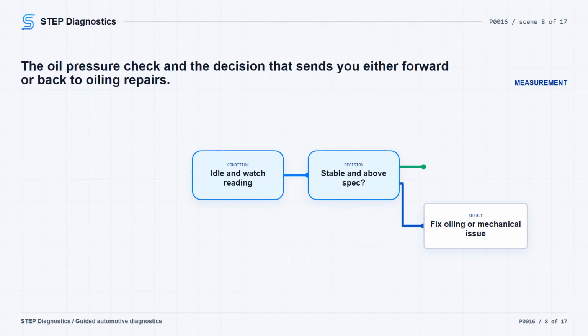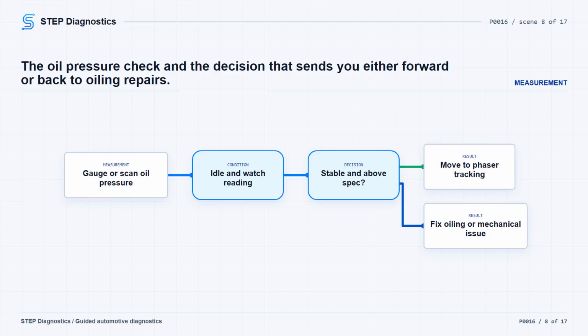Install the applicable adapter at the oil filter cap and connect an oil pressure gauge. If the adapter is not available, monitor oil pressure with the scan tool. Start the engine, let it idle, and watch the reading. The decision point here is whether oil pressure is stable and above 14.0 psi. If oil pressure is below 14 psi or oscillating excessively, it can delay cam facer movement enough to set a slow response or cam/crank misalignment fault.